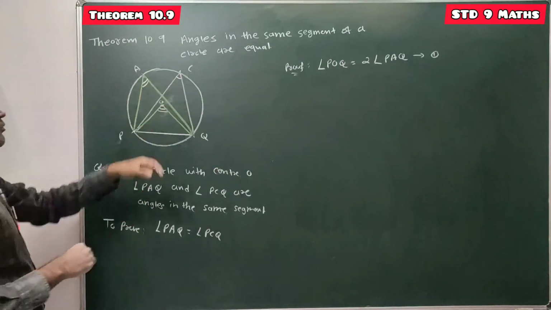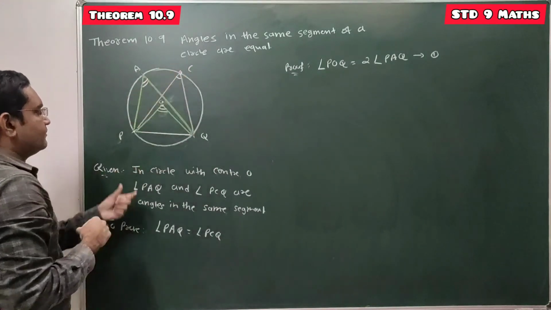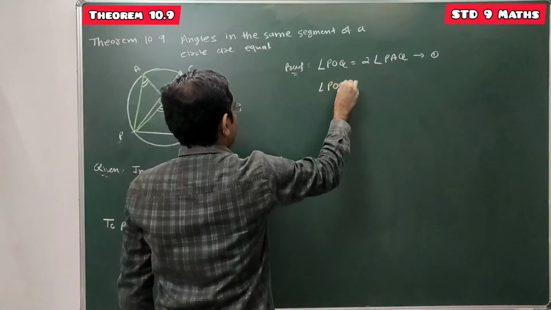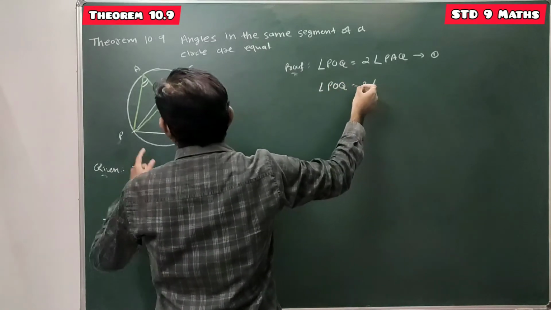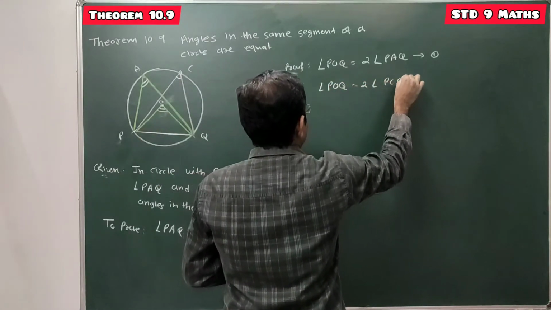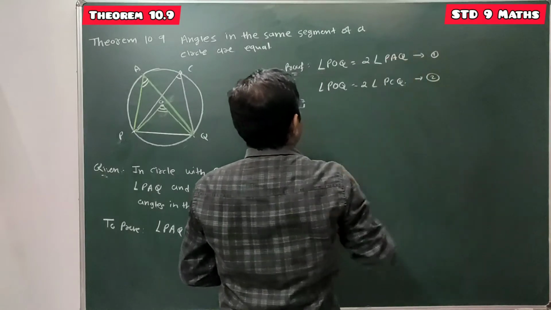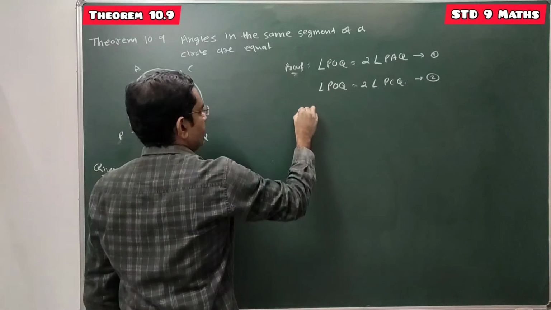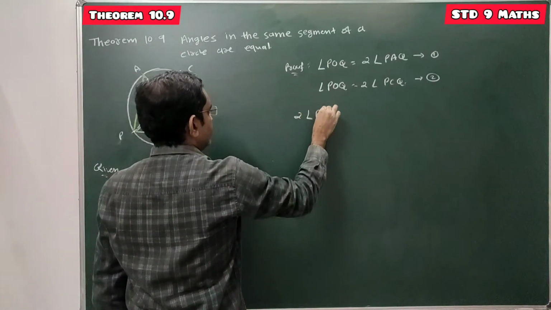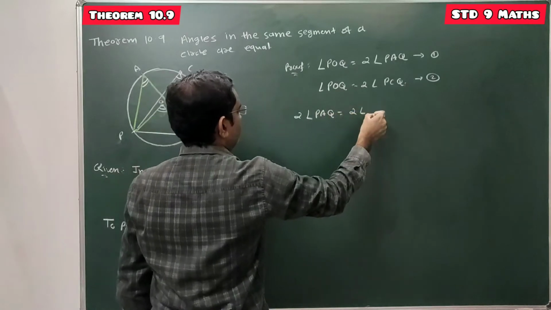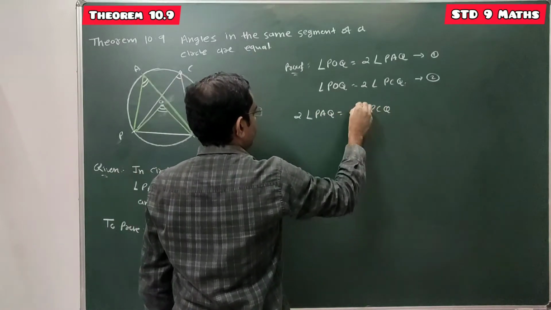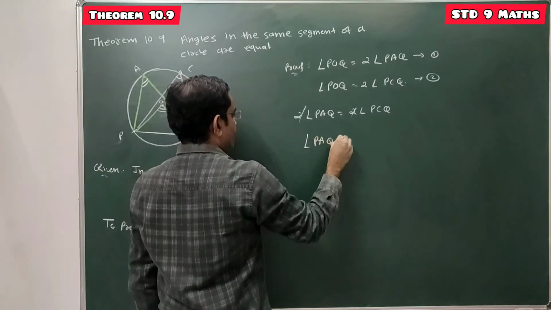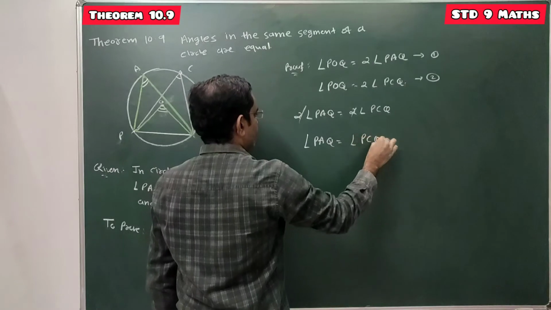Similarly, for another point C on the circle, again angle POQ is twice angle PCQ. Call this result number 2. Both results are equal to angle POQ, so we can compare these two. Twice angle PAQ equals twice angle PCQ. So this 2 will cancel and therefore we can say angle PAQ equals angle PCQ.